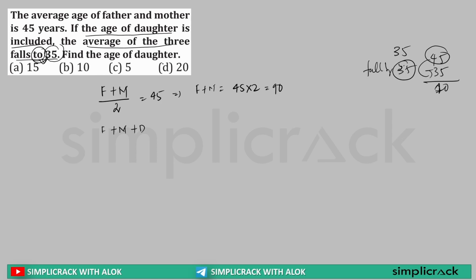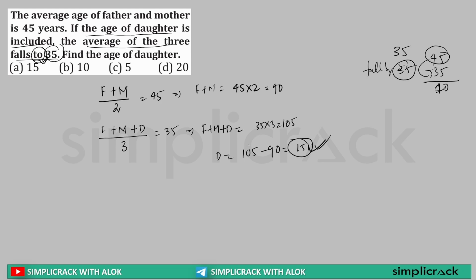Now, sir, after addition of their daughter, that is father's age plus mother's age plus daughter age, divided by 3, the average is what, sir? 35. So, sir, the age of father plus mother plus daughter is equal to what? 35 into 3, that is equal to 105. So, if I have to find the age of daughter, what I will do? Sir, 105 minus 90, that is equal to 15. So 15 is the age of their daughter.